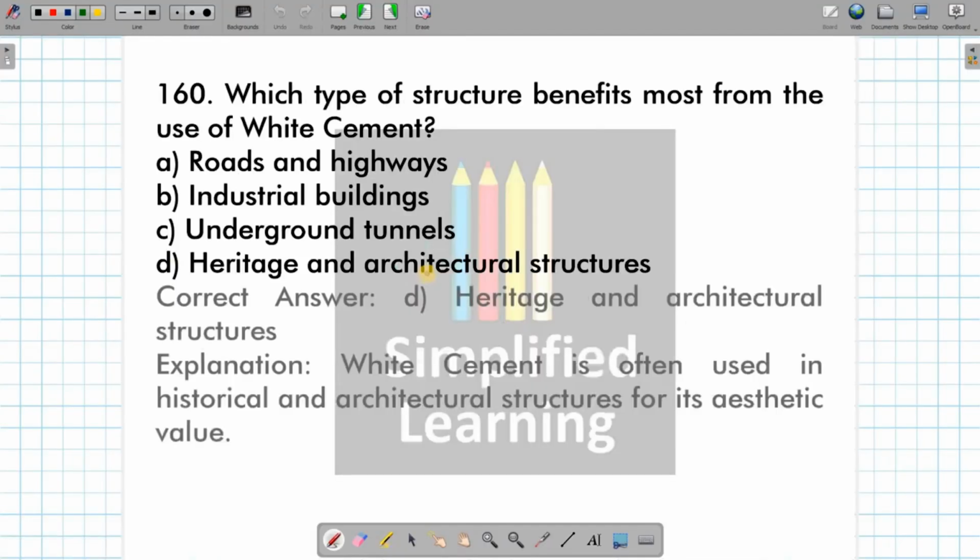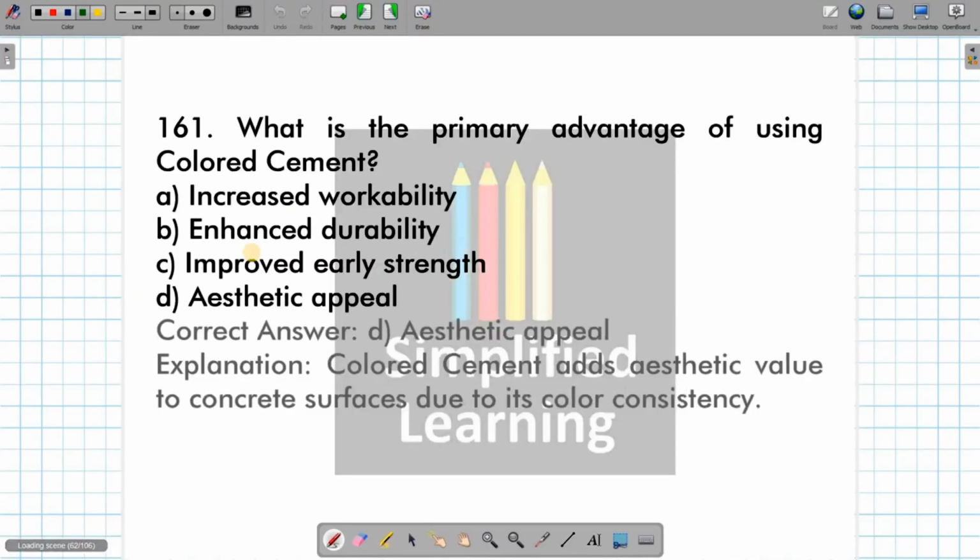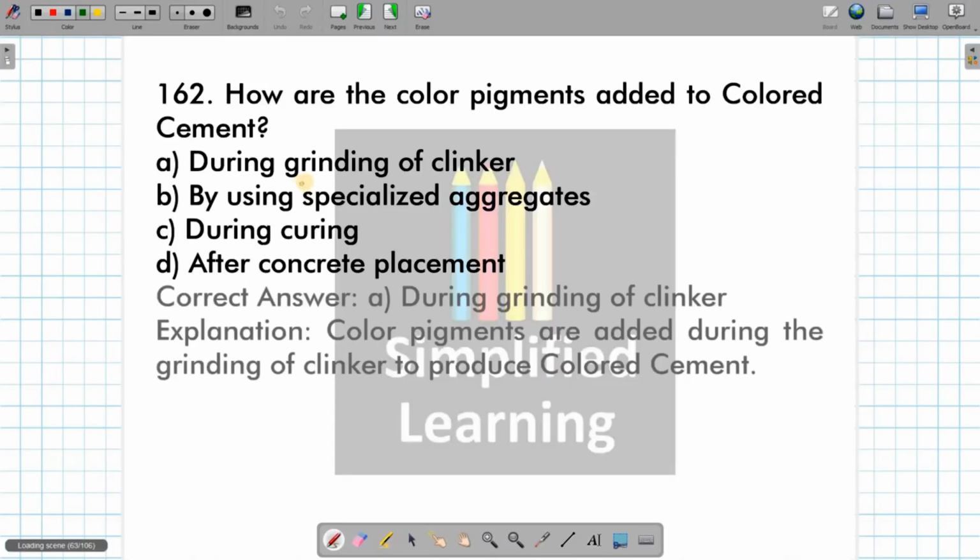And which type of structure benefit most from the use of white cement? Heritage and architectural structure. The sole use you will be saying regarding white cement is the aesthetic necessity, where it is required in heritage structure and architectural structure. Then what is the primary advantage of using colored cement? Obviously aesthetic appeal, it is going to be colored cement means a specific color will be there, and mixing it, having the concrete in that colored cement will be giving that specific look.